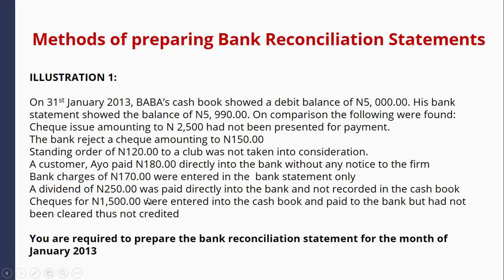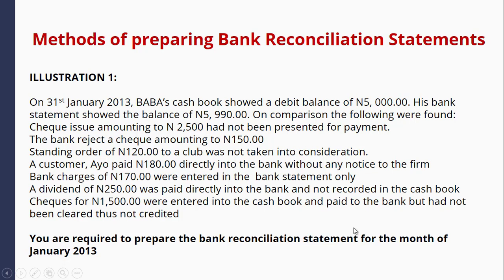The next is a dividend of 250 paid directly into the bank and not recorded in the cash book. Dividend will be added to the cash book balance. The next, a check for 1,500 was entered in the cash book but had not been cleared, not credited. So this check is an example of an uncredited check, and it will be deducted from the balance as per cash book. So what are we told to do? You are required to prepare a bank reconciliation statement for the month of January 2013.